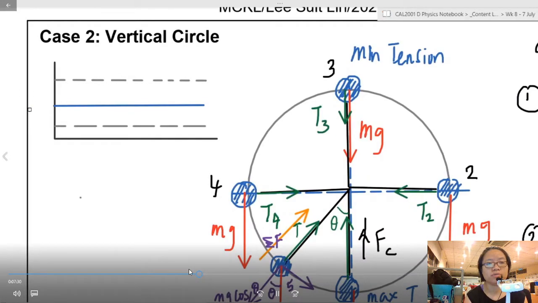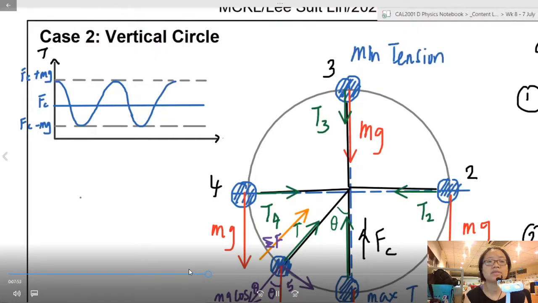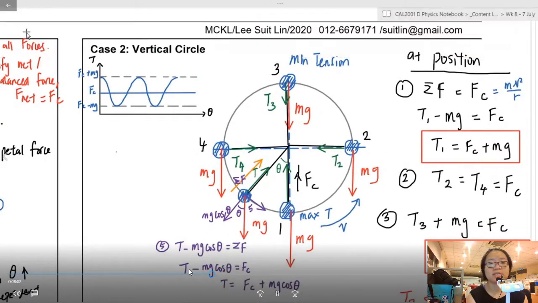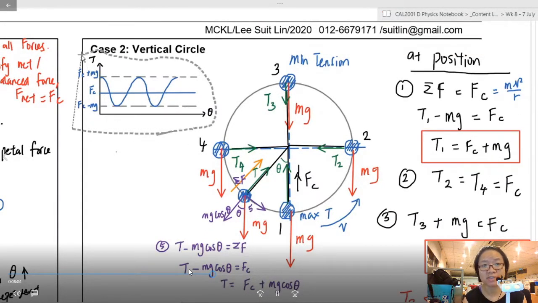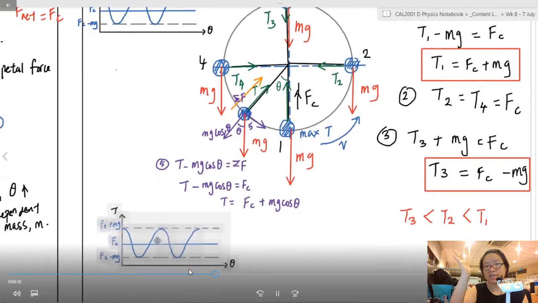I'm going to zoom in here for you to see. As usual, the printouts will be there. So the center one is Fc. This is Fc plus mg. This is Fc minus mg. Okay? So it's elevated, because sometimes your mg cos theta can be negative. So you can't get a graph that is like this. At certain positions, T would be Fc minus mg, namely position 3. And then at certain positions, T would be Fc plus mg. So it's a cosine graph that is elevated, because a cosine graph has positive and negative values. Elevated until it's entirely positive.